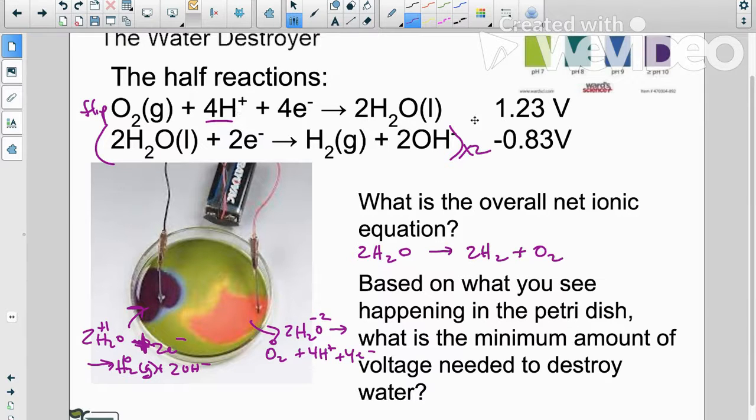So what's the minimum amount of voltage needed to split this water, to destroy water? Since we're flipping this, this is the oxidation. We're going to take the reduction minus the oxidation, and we will end up with negative 2.06 volts. So we need at least 2.06 volts to destroy some water here.